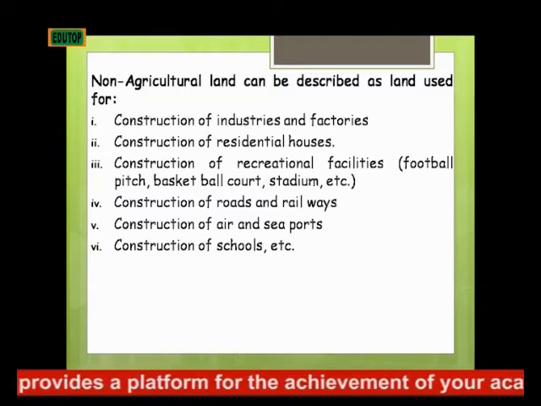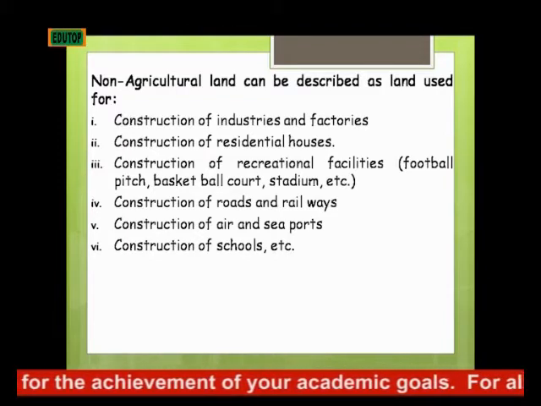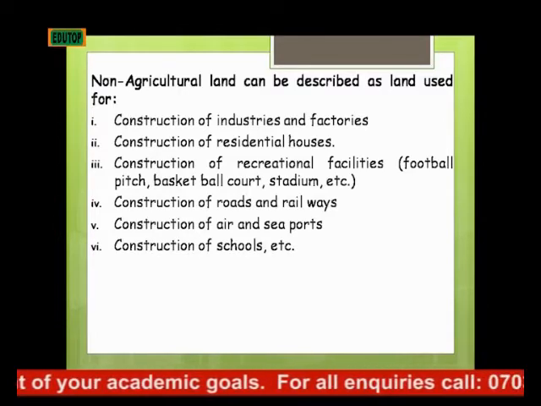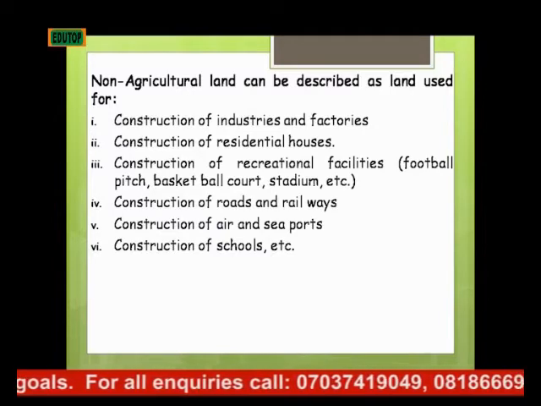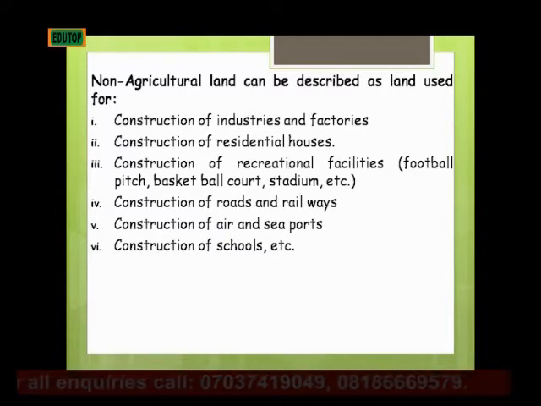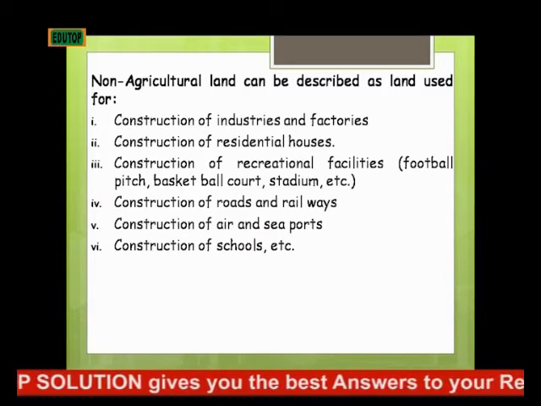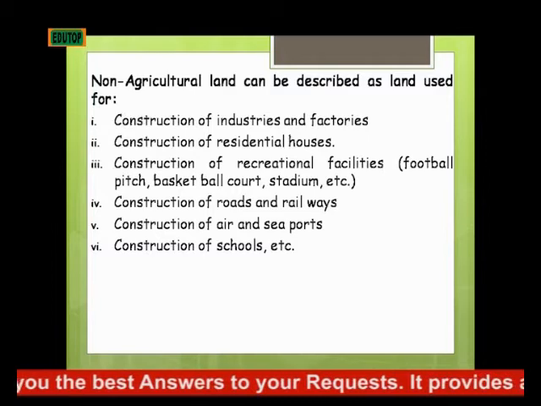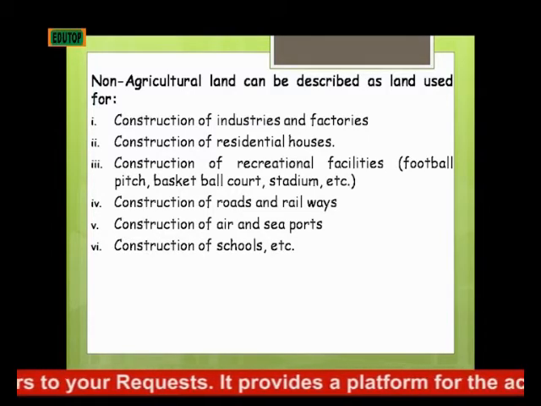Non-agricultural land use can also be categorized as land being used for the construction of residential houses. We also have construction of recreational facilities, that is, non-agricultural land can also be described as land used for construction of recreational facilities, just like land being used for the construction of studios, cinemas, and then where you just relax yourself.